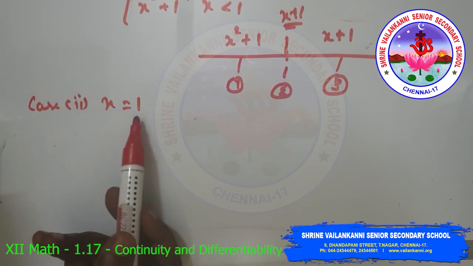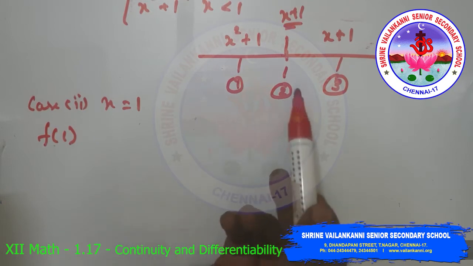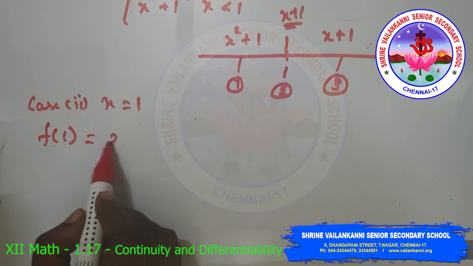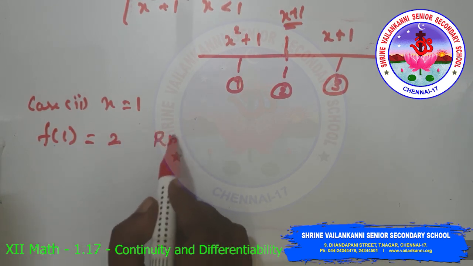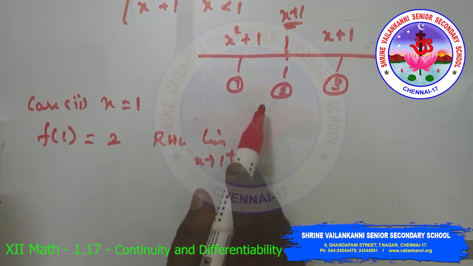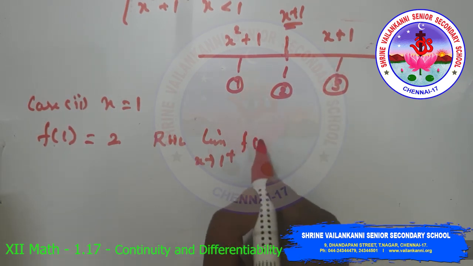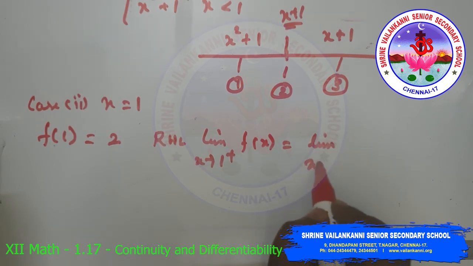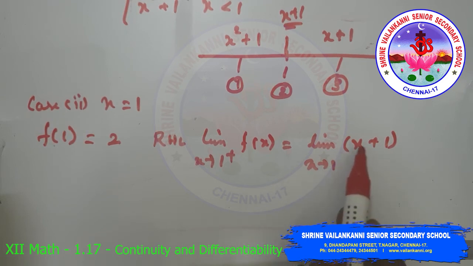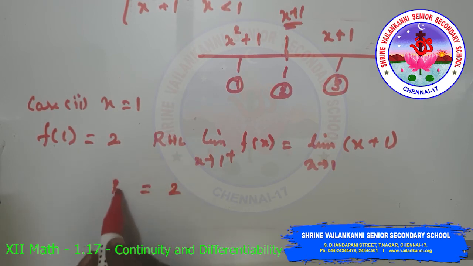Case 2, at x equal to 1. Then f of 1: at x equal to 1 we have x plus 1, which is 1 plus 1, equal to 2. Then the right hand limit, x tends to 1 plus. To the right of 1 we have x plus 1, so limit x tends to 1 plus f of x is x plus 1. To get the limit, substitute the values, we get 1 plus 1 which is 2. So the right hand limit is 2.